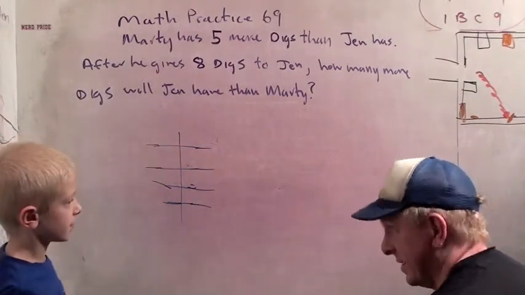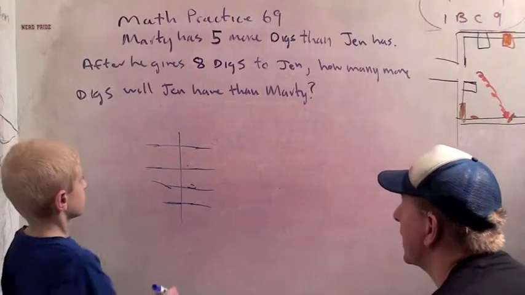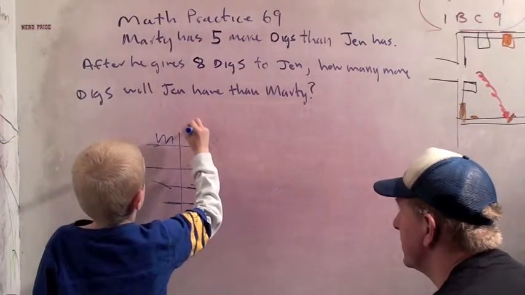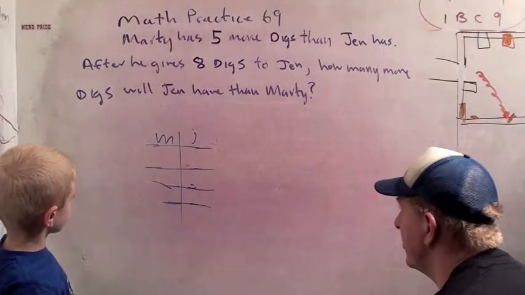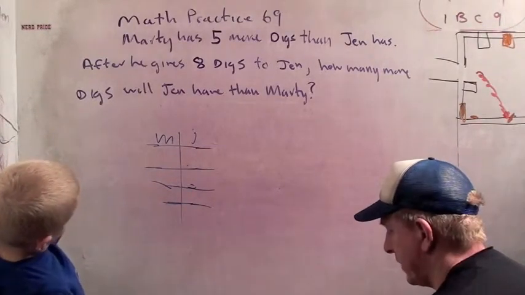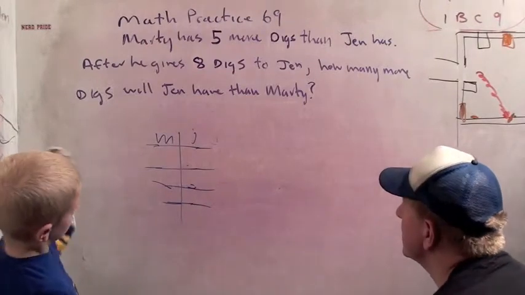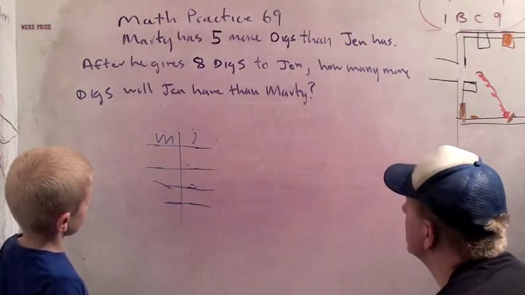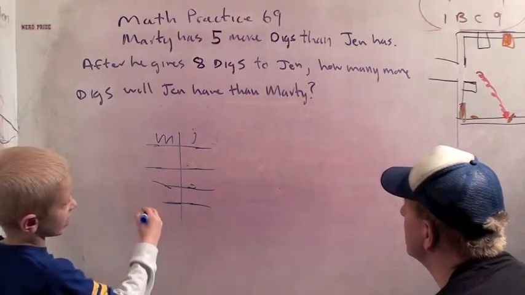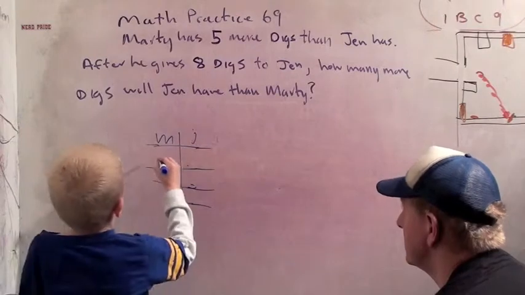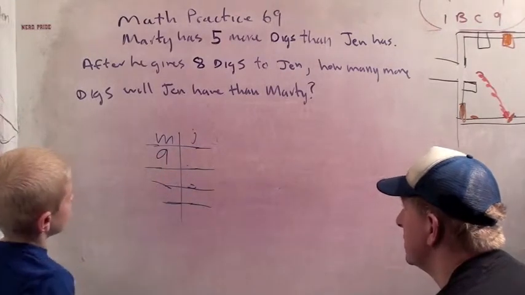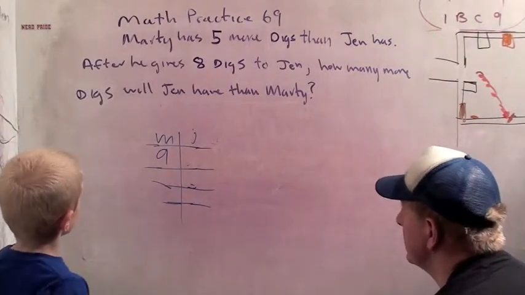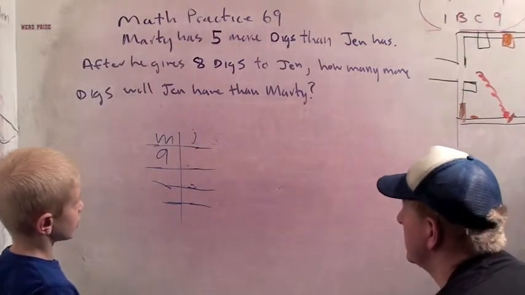Okay, good chart. So this would be M at the top, and this would be J. Okay, so that's Marty and Jen. So Marty has 5 more digs than Jen has, so Marty would have to start out with at least 9, because he gives 8 to Jen, and Marty has 5 more digs.